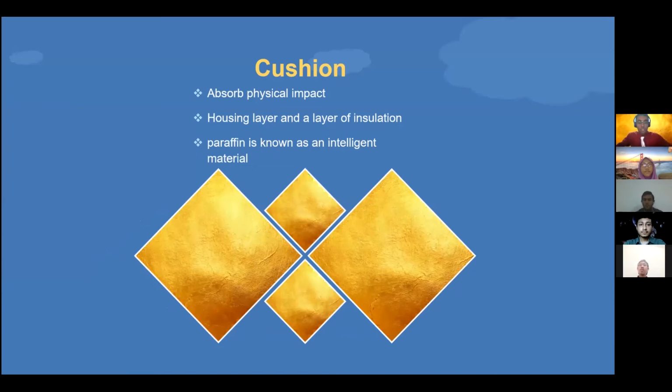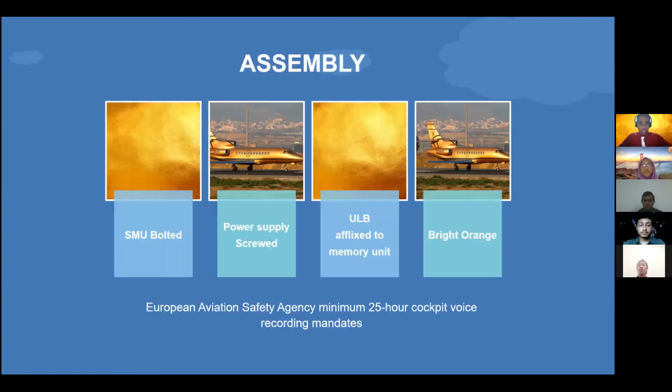Paraffin is normally used as a cushion because paraffin is an intelligent material. We can change its state according to temperature. So if the black box is exposed to a hot environment or a cool environment, the paraffin can change its structure and provide insulation to the black box. And as you can see during the assembly, the casing is bolted, the power supply is screwed on, the power supply has a handle which makes it easier to hold the black box, and then the memory unit is fixed inside. And finally, the black box is colored orange so that it can be visible. In case of a crash, you need to locate the black box, and so it's colored orange.